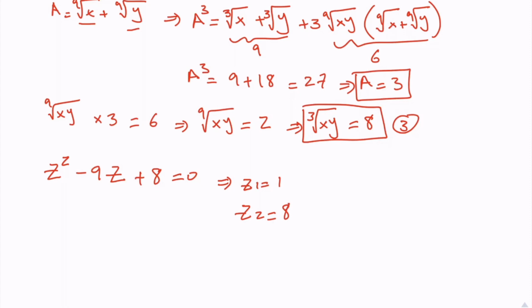And therefore, we know that z1 was the third root of x and z2 was the third root of y, or vice versa. Therefore, x will be 1 and y will be 512, or vice versa, since the original equation is symmetric.